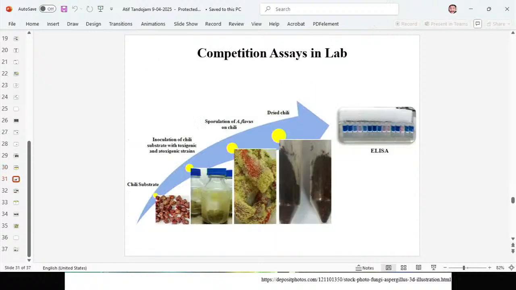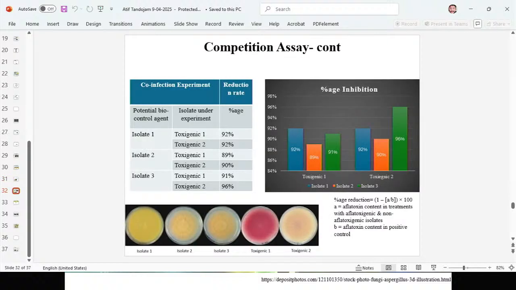Next. This is the last thing: before applying it in the field, we do competition assays in the lab. We apply toxigenic and atoxigenic strains simultaneously, give them appropriate conditions, and then check through ELISA or HPLC whether the atoxigenic strain has reduced the aflatoxin. Next, please. These are the results: the atoxigenic strains which we have identified have reduced it by up to 96%. How do they do it? There is a thigmo response, a touch system, and somehow the atoxigenic strain reduces the toxigenic strain.